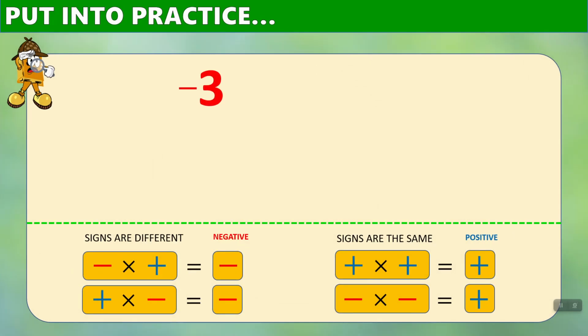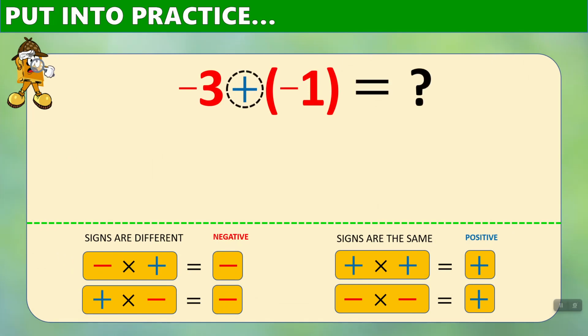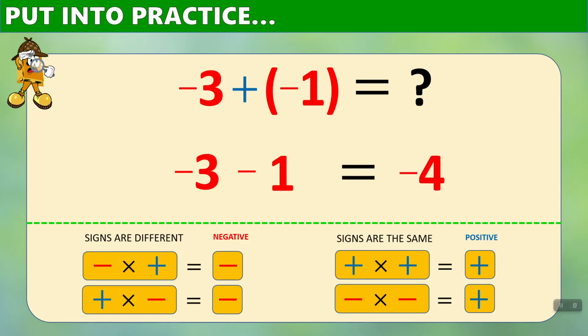Let's try another one. Minus 3 plus a negative 1. Again, we have two signs and brackets. Here's positive, here's negative. And so when we look down below, we see a positive times a negative gives us a negative. So we rewrite this as minus 3 minus 1. And now we have signs that are the same, but we're not multiplying anymore. We are subtracting. Minus 3, take away 1. When the signs are the same, we add the two numbers and keep the same sign. This is negative 4.